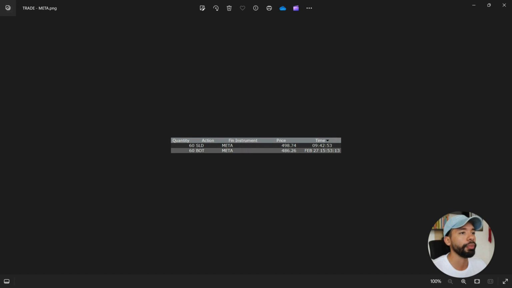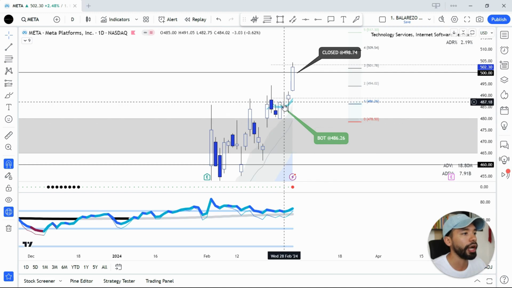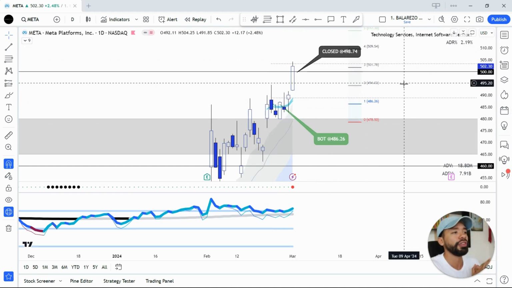You can see right here my trade in Meta. I opened it on the 27th at 486, and sold it near that 500 level. If we jump back to the chart really quickly, you're gonna see the executions. Right here, I bought it and then I sold it here. Pretty easy trade. And the most amazing thing is that you can actually build a lot of confidence using this tool. And I like it a lot.